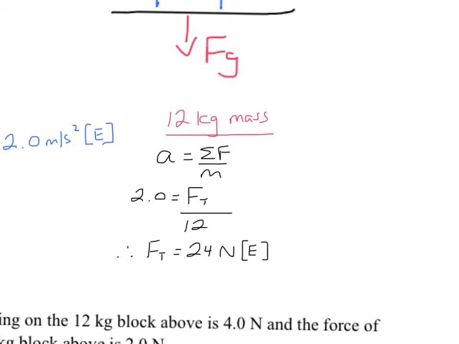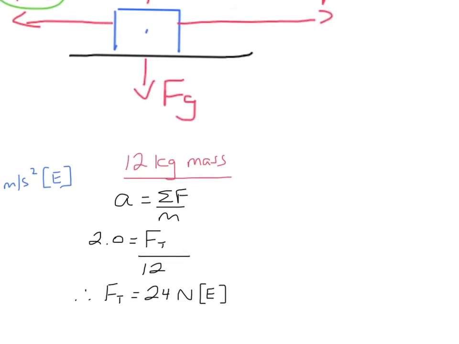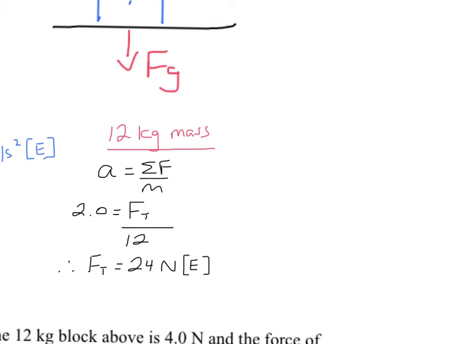Well, let's take a look now at the 6 kilogram mass. Now the 6 kilogram mass looks as if there's an extra force acting on it. There's the applied force, 36 newtons towards the east. So let's see if I can take a look at the 6 kilogram mass in a bit more detail. So let's write down 6 kilogram mass.